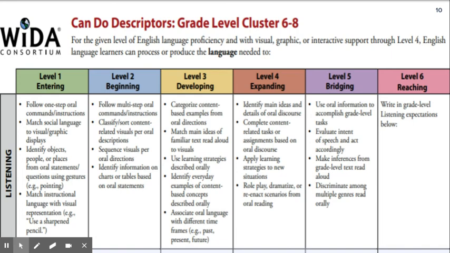What I provided for you are the can-do descriptors for these students. For example, for listening, this table shows you what your student should be able to do as far as listening in your classroom. A level 1 student can only listen and really understand one-step oral commands and instructions. They can match social language with visual and graphic displays. So that means they need a lot of pictures and visuals in the classroom to understand what you're talking about. They can identify objects, people, and places from oral statements and questions using gestures. So if you're asking a question, pointing to what you're asking helps them. They can also match instructional language with visual representation.